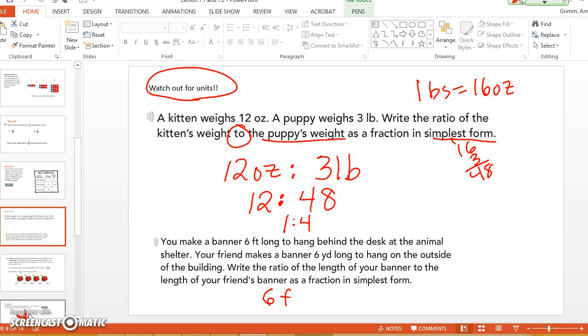Okay, so 6 feet to 6 yards. What's wrong with this? Good. So what do you want to convert it to? Now, could you do either here? Yeah, you could do whatever you want. So it doesn't matter. So if you went feet, how many feet are in a yard? 3. So this could be 6 feet to 18 feet, and then you would reduce that to 1/3. You would get the exact same thing if you converted both of those to yards, because you would get 2 to 6, and then reduce to 1 to 3. Exact same. Okay.